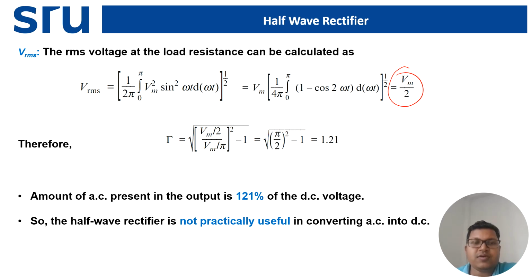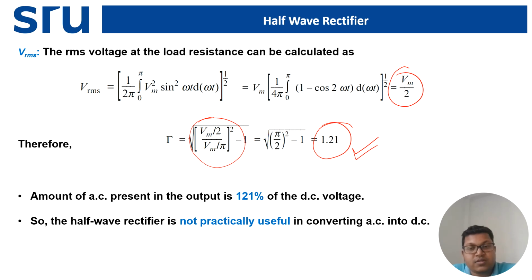Now we will put all these values into the tau formula, because we already know tau is equal to root over Vrms square divided by Vdc square minus 1. So we put the value Vm by 2 and the previous value of Vdc, that is Vm by pi, into this equation. If we put them in, we see that the value becomes 1.21. This is the theoretical value. For any half wave rectifier we design, the ripple factor will be 1.21. That is for sure.